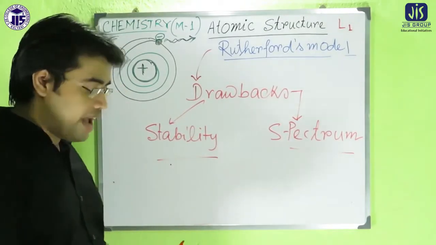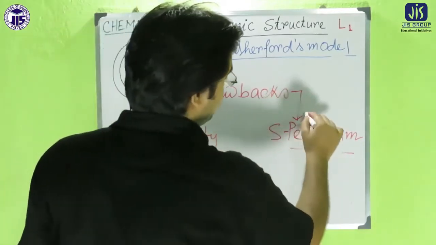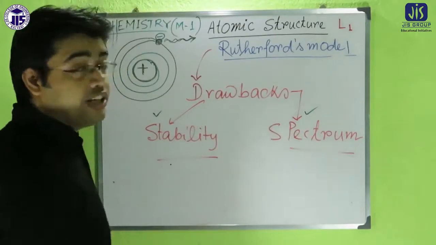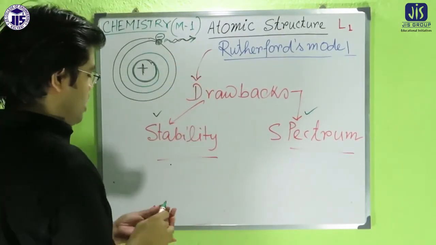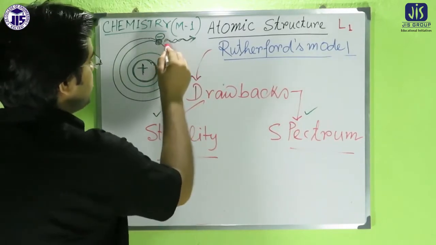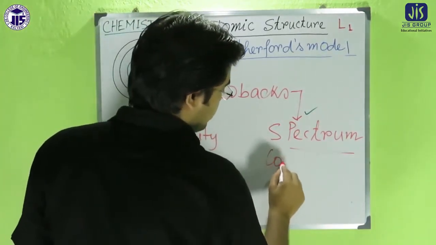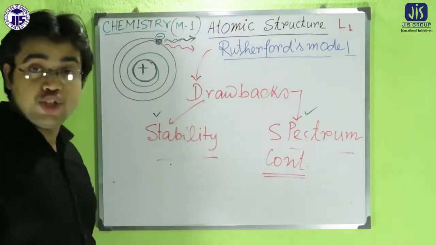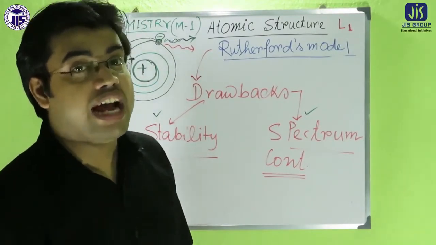So the second drawback is regarding the spectrum. Okay, first drawback stability, second drawback regarding the spectrum. So according to Rutherford's model, or according to that theory, if the electron continuously emits energy, we should get the continuous spectrum. But actually we get the line spectrum from the atom.